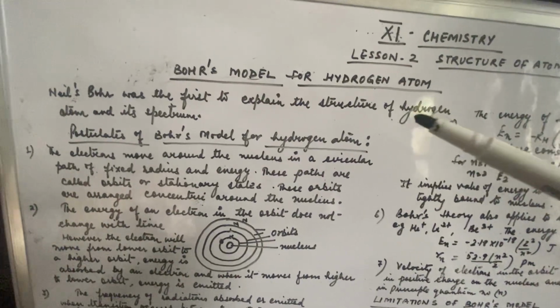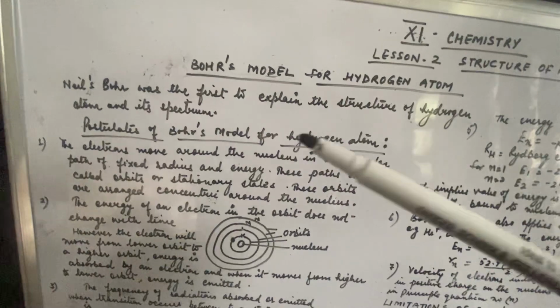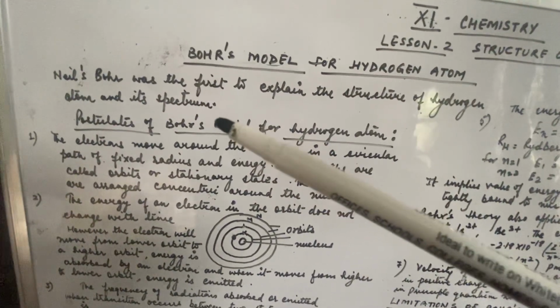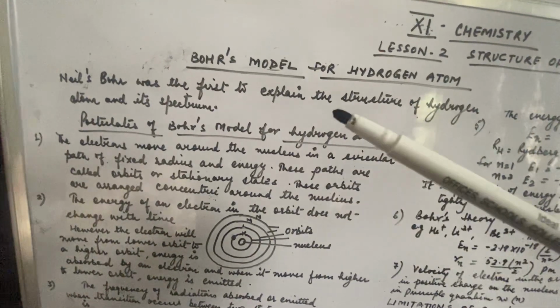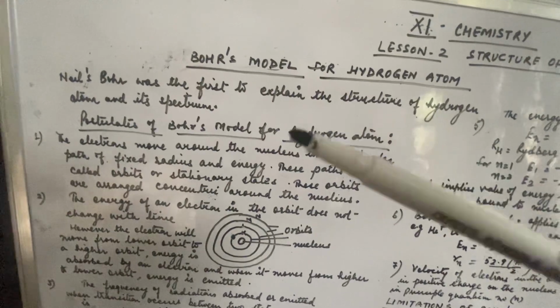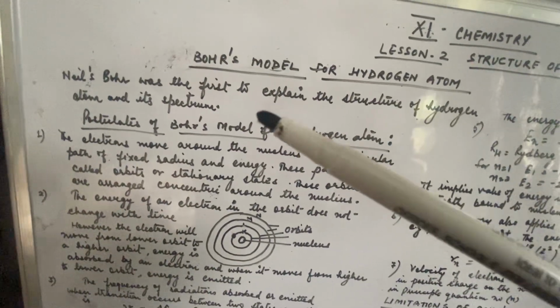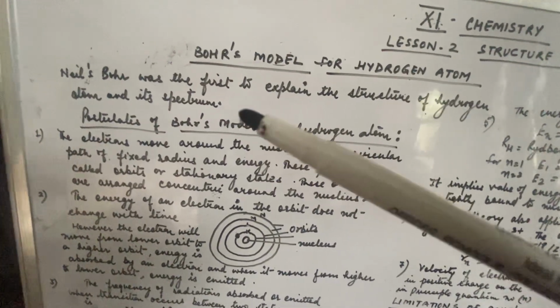Bohr's model, what he did, he was the first to explain the structure of hydrogen atom and its spectrum. Spectrum means when electron moves from one orbit to another orbit, whether from lower to higher or higher to lower, it emits radiations, and which he depicts in the form of spectrum.